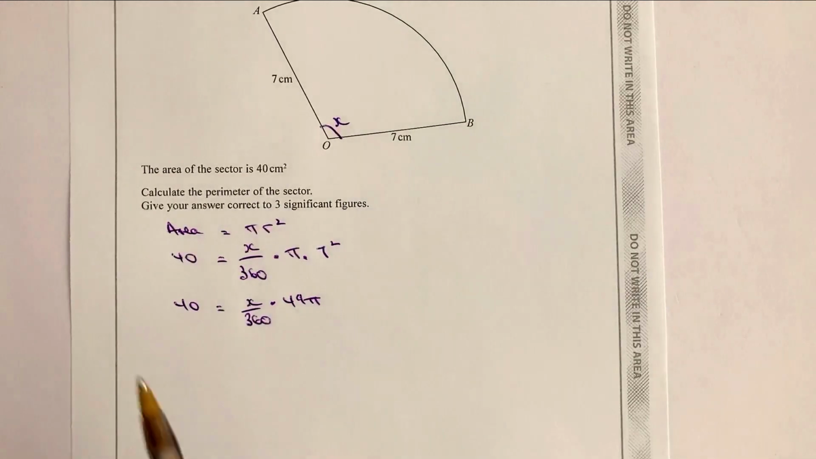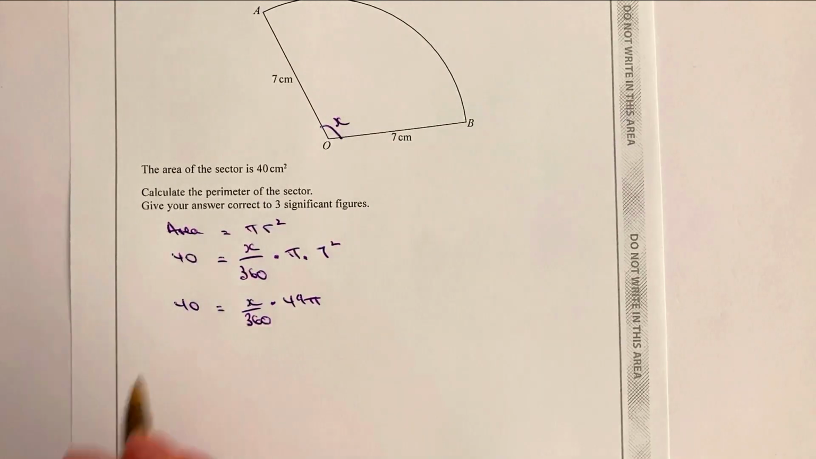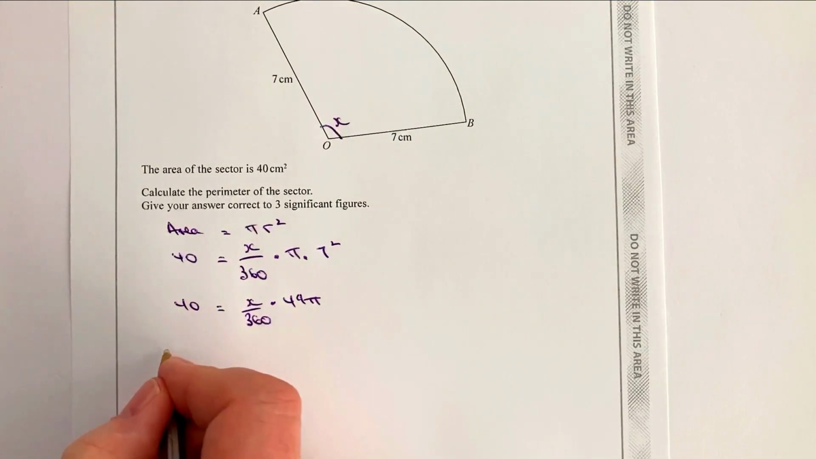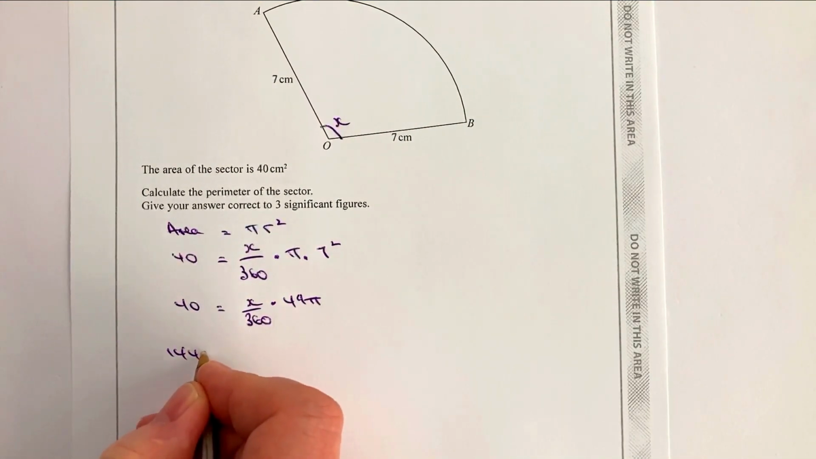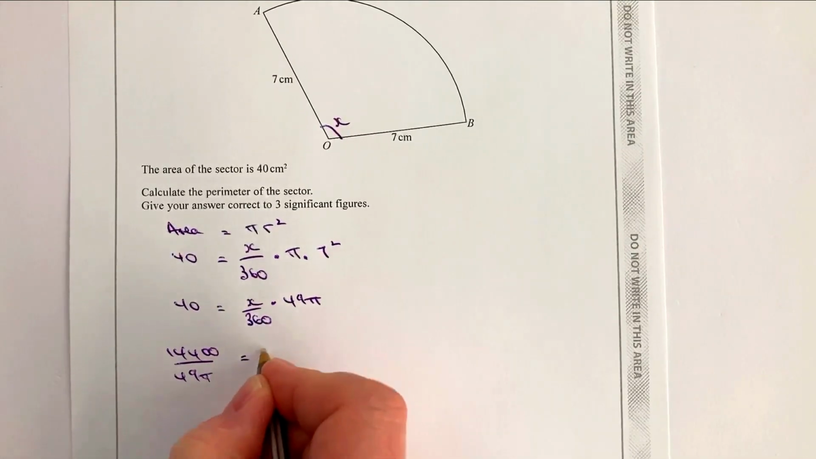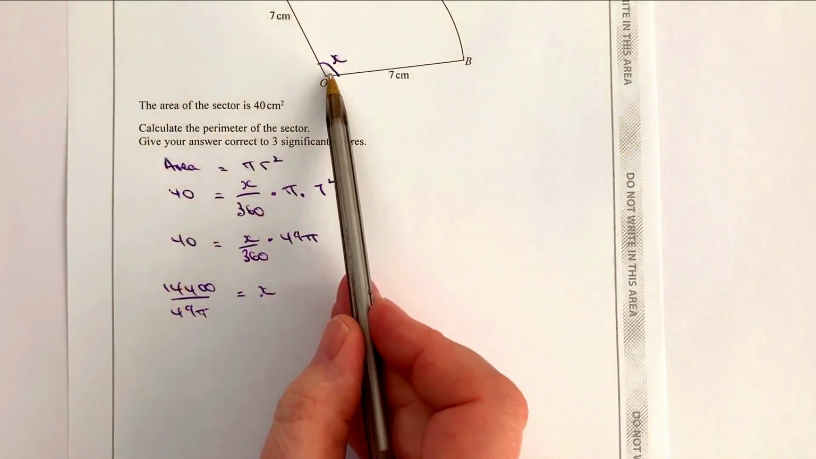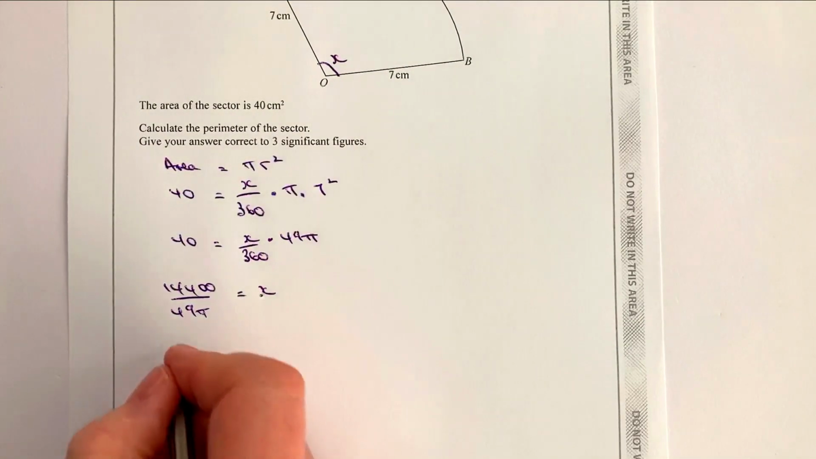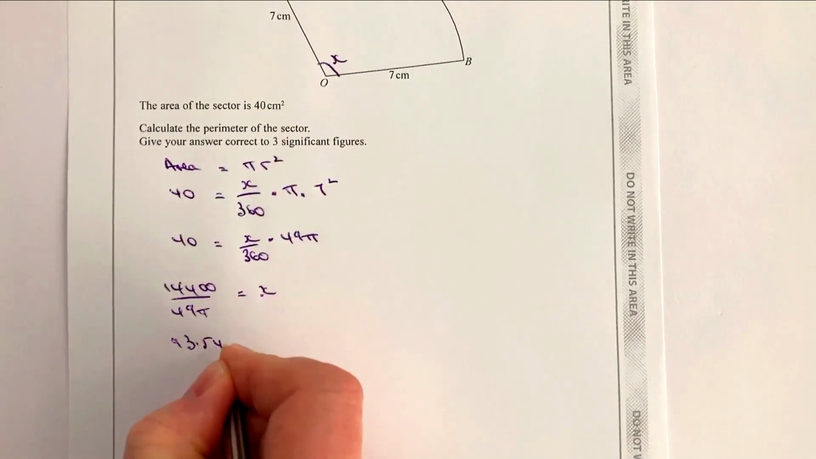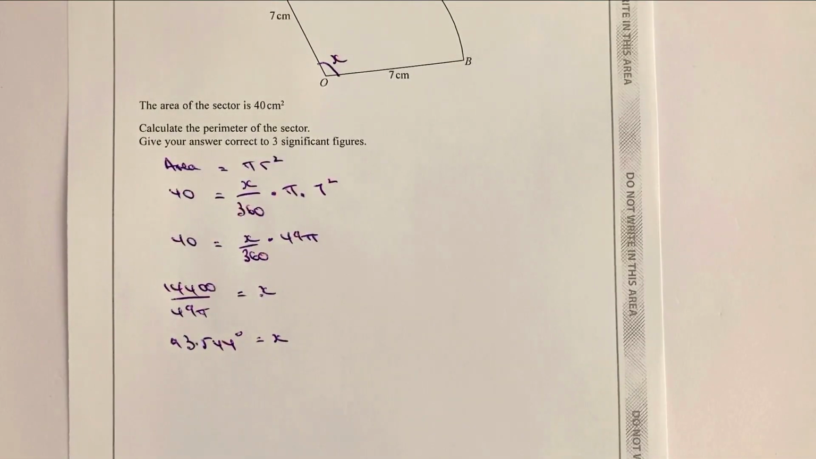Okay, so what I've got here then is, if I've got x over 360 multiplied by 49 pi, what I can say is if I multiply through by 360, I'm going to get 14400, and I'm going to divide that by 49 pi, and that's going to equal x. So in this particular case, I can work out my value of x, which is this angle here, is going to be 93.544 degrees. Okay, so that's going to help me to then work out the actual length of the arc.